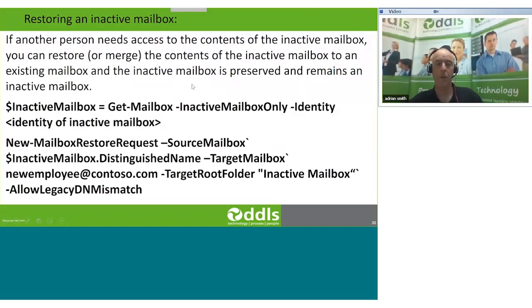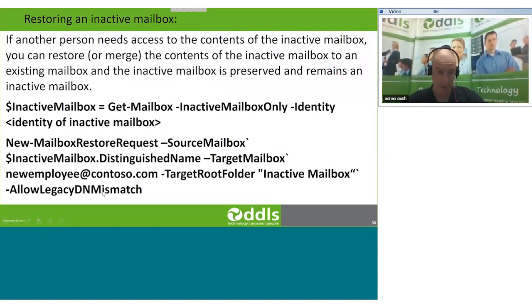Well, we need to retrieve the mailbox, first of all, so the identity. We're going to place that in a variable so we can actually use it again. And then there's a PowerShell cmdlet, New-MailboxRestoreRequest, specify the source, and then the target, the new person. How do you want to actually merge it in? What we're doing here is creating a new root folder with the name inactive mailbox and putting everything in there. There is a switch we do need to use because the two accounts are not going to have the same username. We just need to make sure that it's actually restoring it to a different username. So there's a switch there.